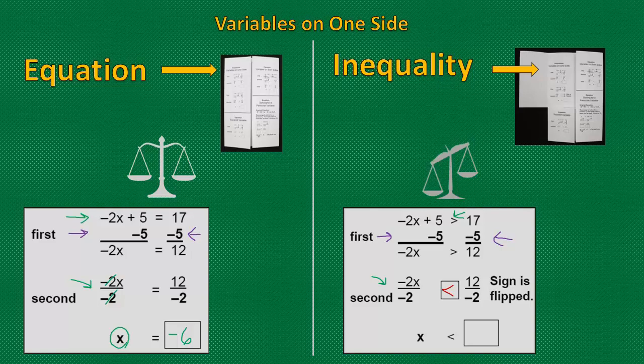So now negative 2x divided by negative 2 is less than 12 divided by negative 2. Our negative 2's cancel. It leaves us with x. X is less than negative 6, since 12 divided by negative 2 is negative 6. We had to flip the sign because of the rules of multiplying and dividing with positive and negative numbers. If we had not flipped the sign, our x would not be correct.